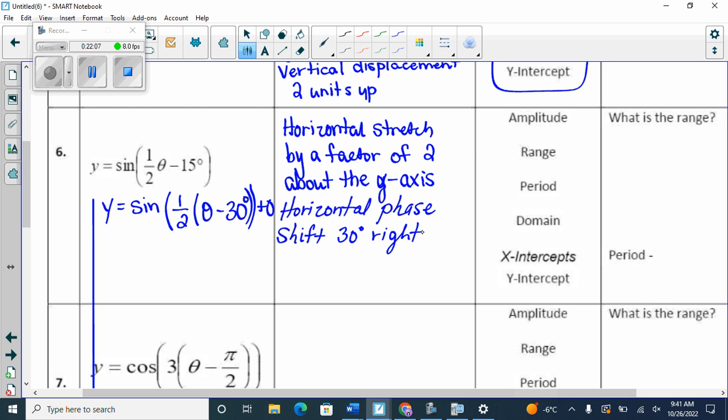Okay. Amplitude changed? No. Range changed? No. Period changed? Yes. Domain changed? No. It's all real numbers, unless we make it smaller, it doesn't get bigger or smaller. Okay. X-intercept, Y-intercept? Yes.